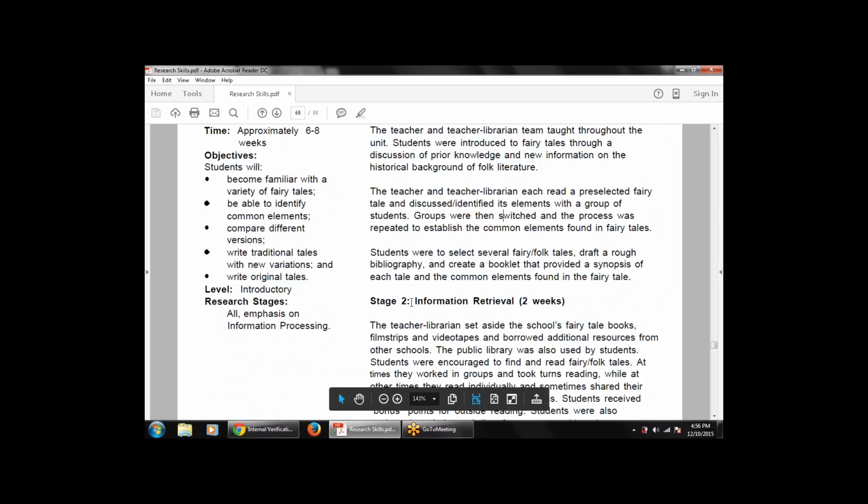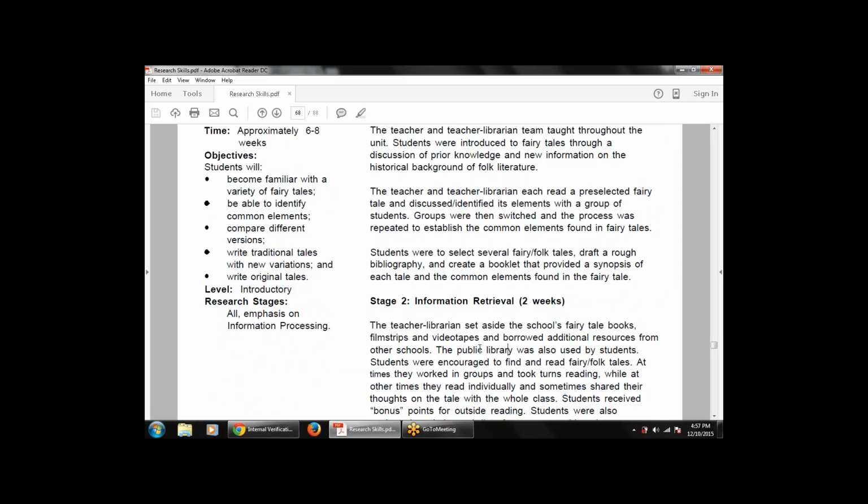The next stage is information retrieval, which takes 2 weeks. The teacher librarian set aside the school's fairy tale books, filmstrips, and videotapes, and borrowed additional resources from other schools. That is, they are retrieving information from other schools so that newer resources are available.